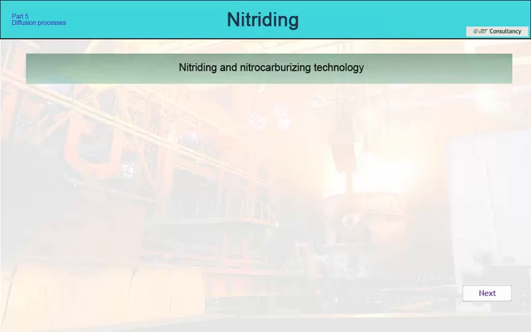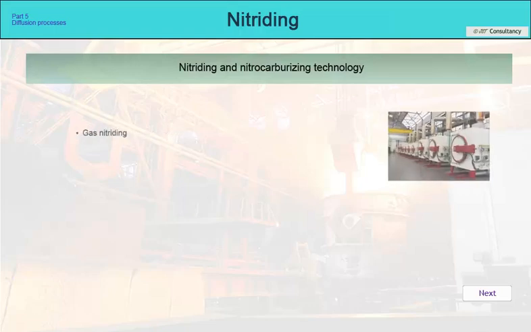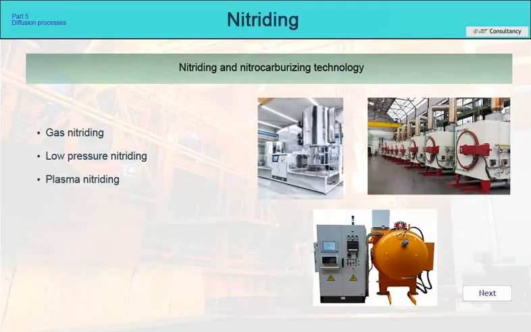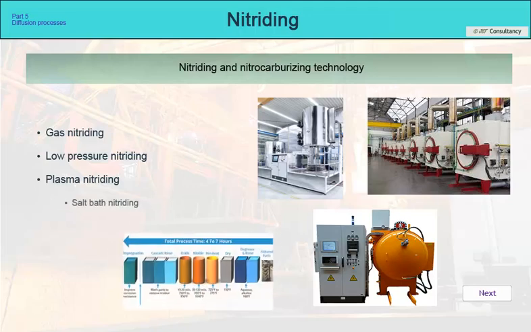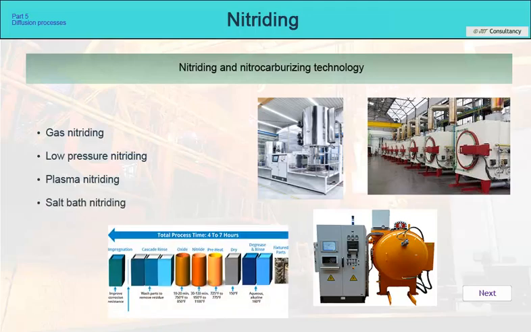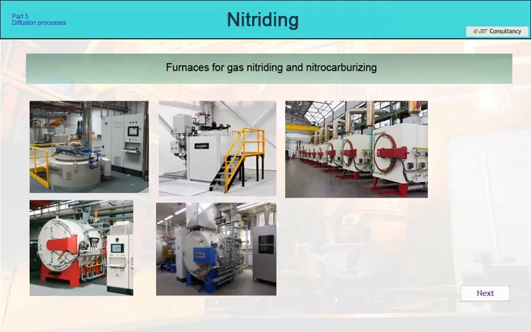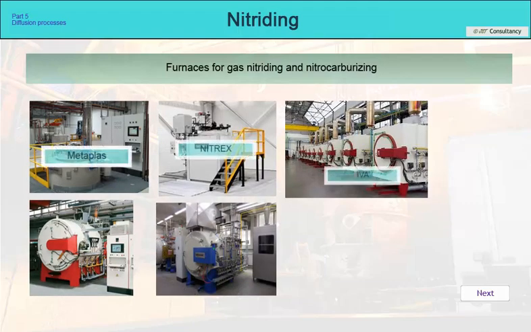For nitriding or nitrocarburizing, we mainly use the following technologies: gas nitriding, low-pressure nitriding, plasma nitriding, and salt bath nitriding. Each of these processes has its advantages and disadvantages, as well as its pitfalls. Gas nitriding equipment may look different, but the principle is still the same.